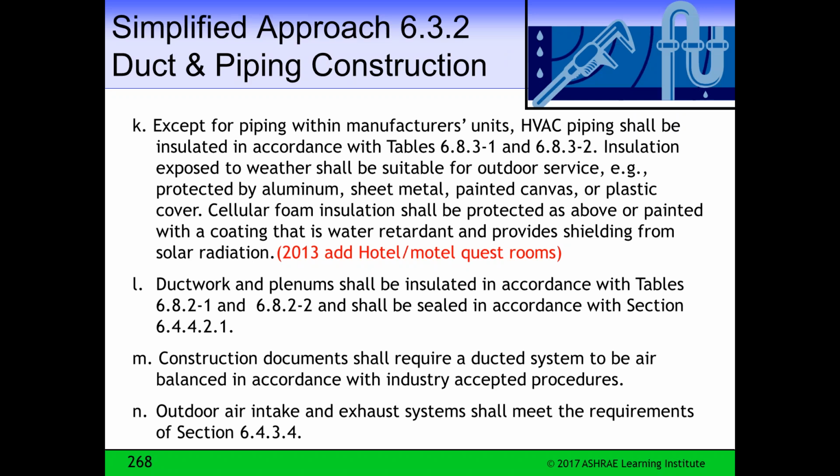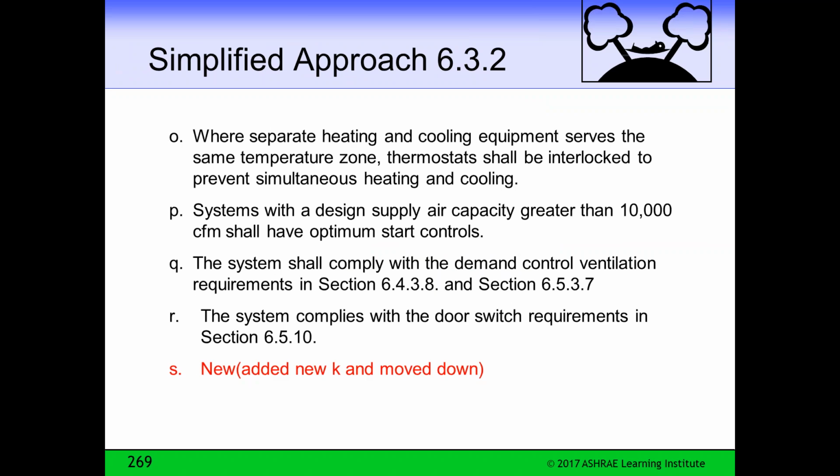Construction documents shall require ducted systems to be air balanced in accordance with the tables. Outdoor air intakes shall meet the requirements. Where separate heating and cooling equipment serve the same temperature zone, thermostats shall be interlocked. Systems with a design supply capacity greater than 10,000 shall have optimum start. Systems shall comply with the demand control ventilation requirements and the outdoor air switch requirements.